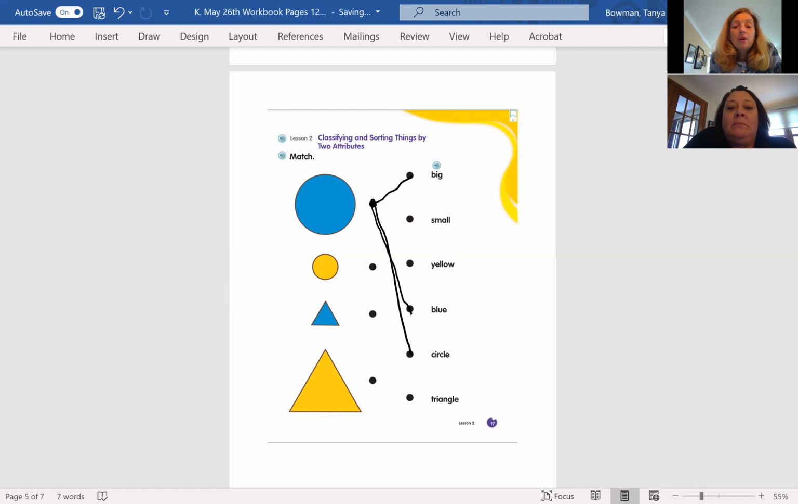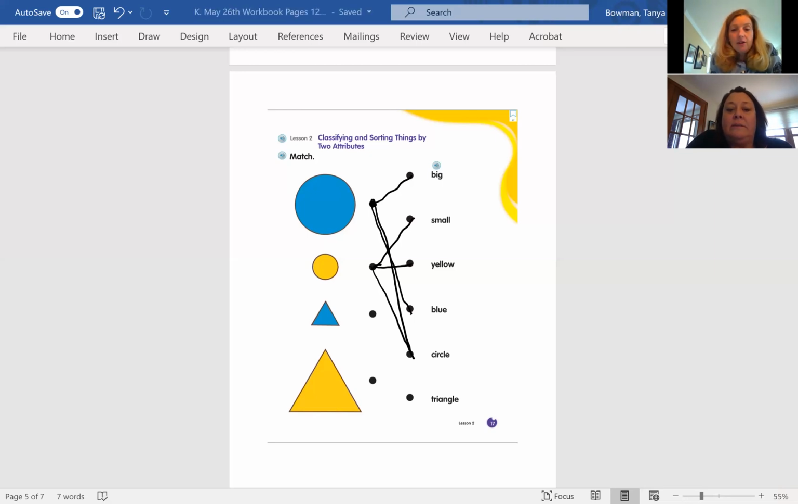Awesome. Now we're going to move our finger down and we see a yellow circle. Well, I think that's small. So I would draw a line to the word small from the dot next to the yellow circle. I would draw a line to the word circle. Oh, the word yellow. Yeah. And the word yellow, because it is a small yellow circle.